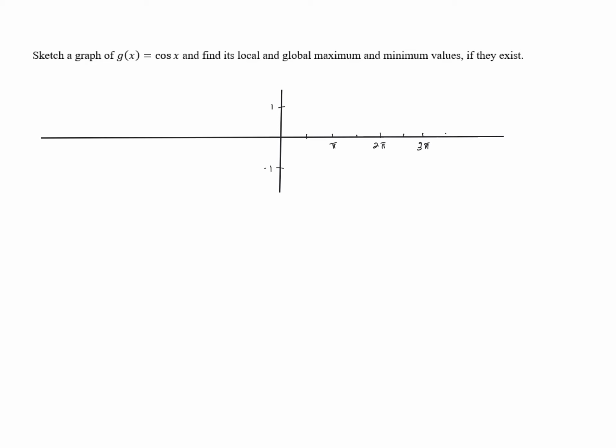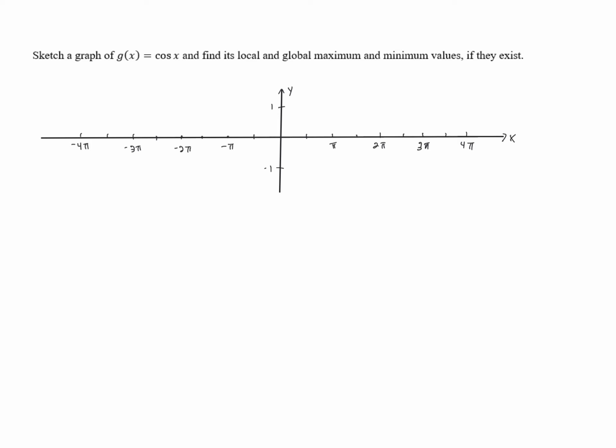3 pi, 4 pi. And then we'll go in the opposite direction. -pi, -2 pi, -3 pi, and -4 pi. Just want to draw an ample amount of the graph so that we can look at what's going on.